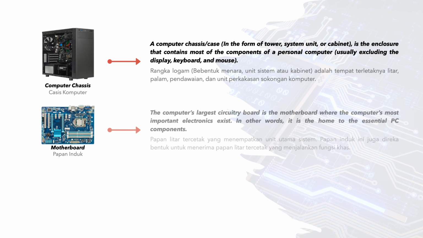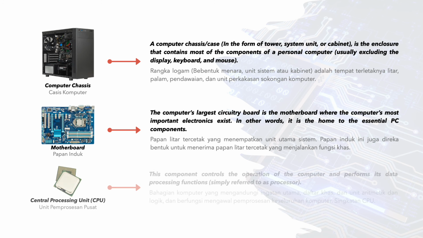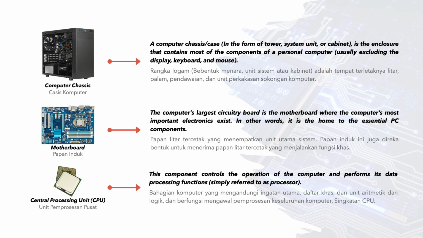Motherboard. The computer's largest circuitry board is the motherboard, where the computer's most important electronics exist. In other words, it is the home to the essential PC components. CPU. This component controls the operation of the computer and performs its data processing functions, simply referred to as processor.